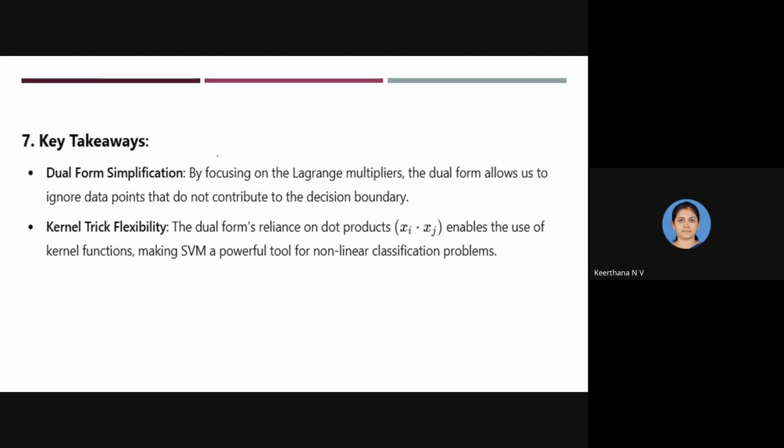Up to this point, we have seen the dual form simplifications and kernel trick flexibility. So what does a kernel trick mean? If the data is non-linearly separable, that is for non-linear classification problems, even when it contains soft margins, we can map that data into a higher dimensional space where it becomes linearly separable. This can be achieved using the kernel trick.